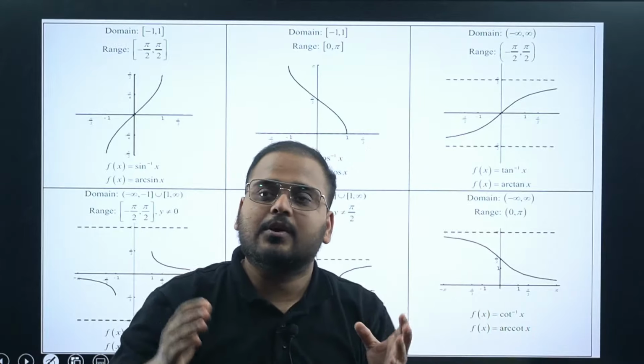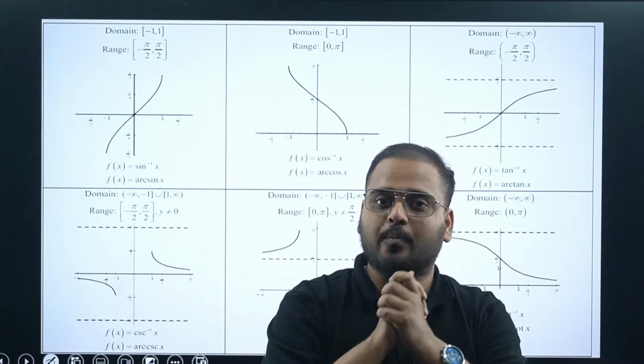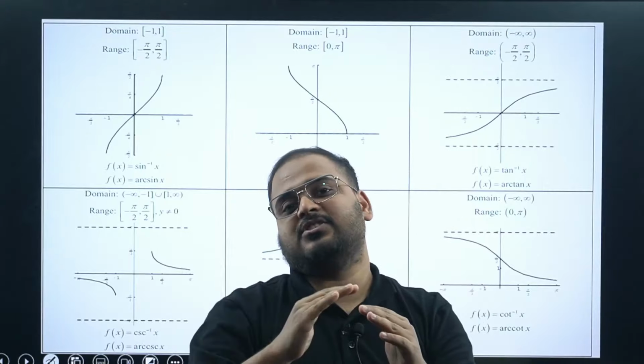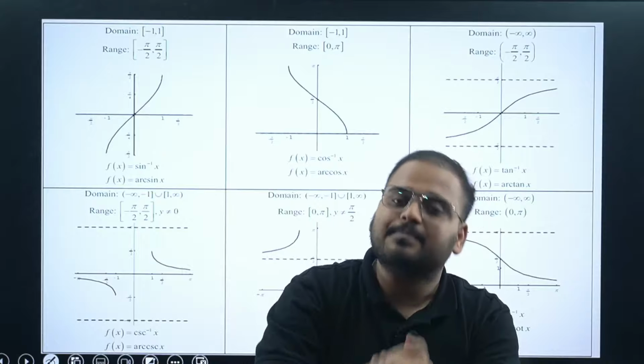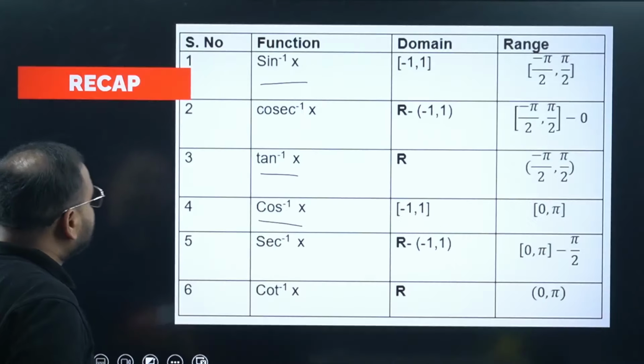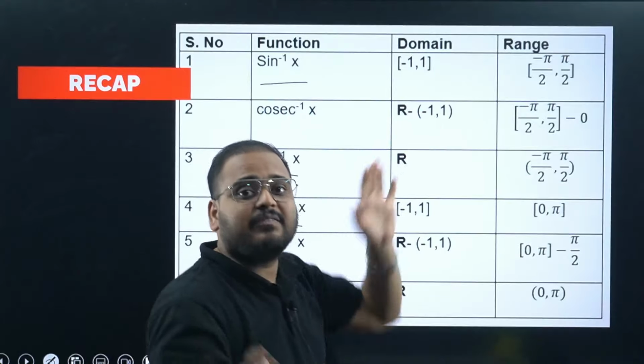So what we did was we gave restrictions on the domain. And how can we do that? By making sure that the range does not change. So by keeping the range same, we restricted the domain, right? And then we got these values, if you remember.